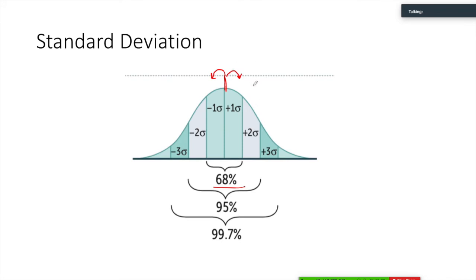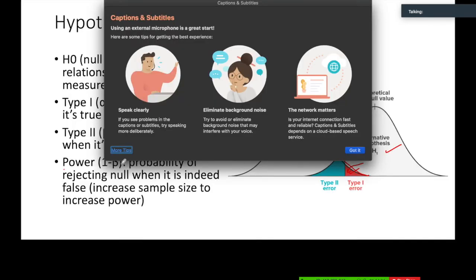Oh, I can't draw. Okay, so great. So 95% is going to be two standard deviations. 99.7% is going to be three standard deviations. Okay, and so everything that's left over is going to be 0.15 on one side of the mean and 0.15 on the other side. Okay. And then that's sort of all that's remaining is just that 0.15. Okay, questions on standard deviation? Very straightforward. Okay, great.